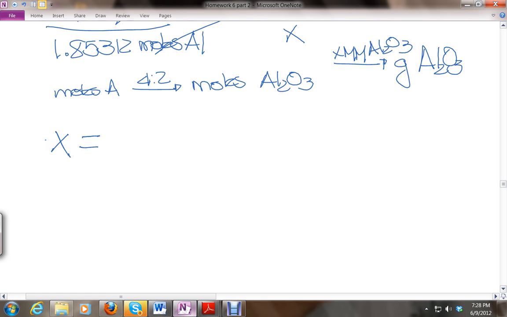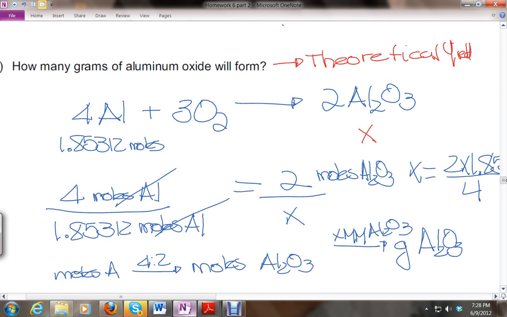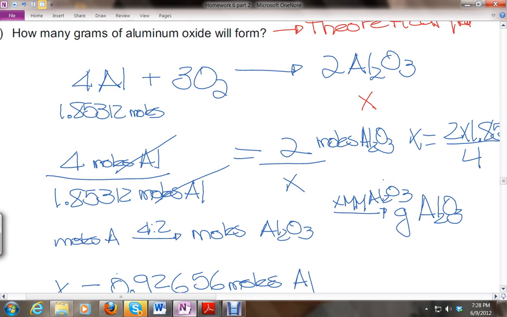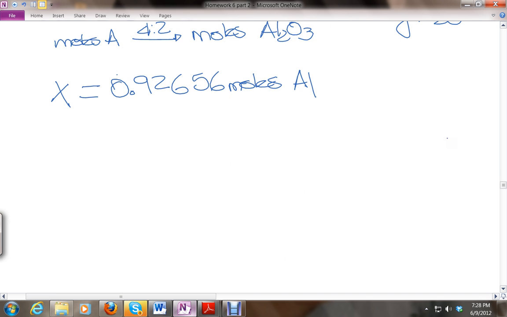Okay, I put it differently. So you got that it's gonna be 0.92656 moles of aluminum oxide. So now what do you have to do? Multiply by the molar mass. You see? Multiply by the molar mass here to get the grams.